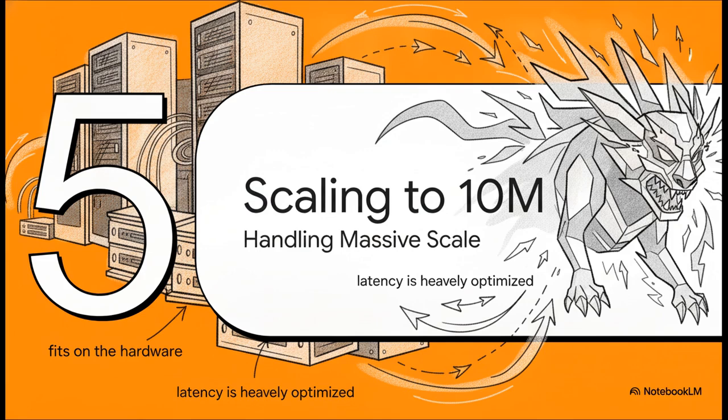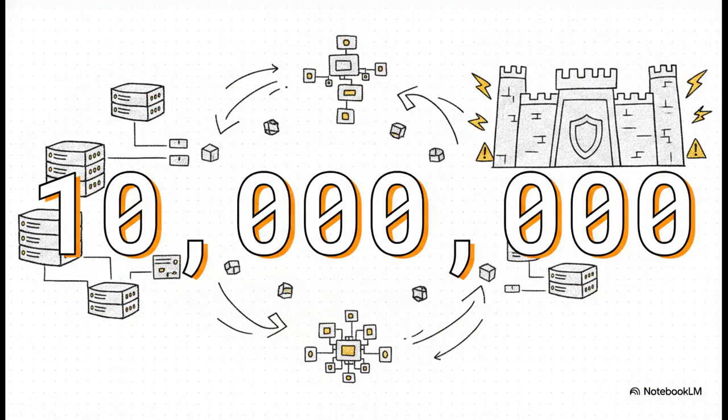Section 5. Scaling to 10 million. Okay, our model fits on the hardware and our latency is heavily optimized. It is time to unleash this beast into the wild. Imagine you are the principal architect and you have just been given the green light to handle 10 million requests every single day. How on earth do we build the infrastructure to survive that kind of traffic?